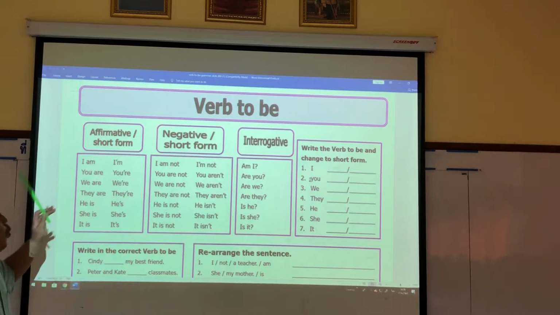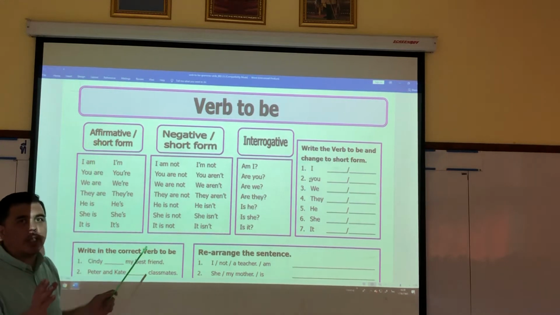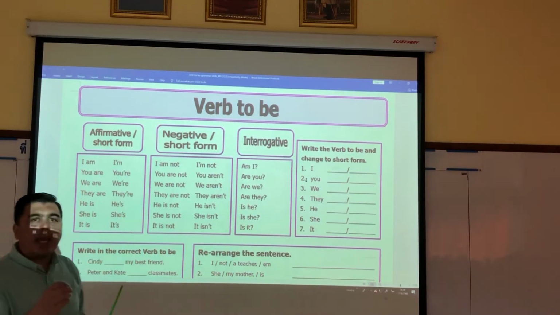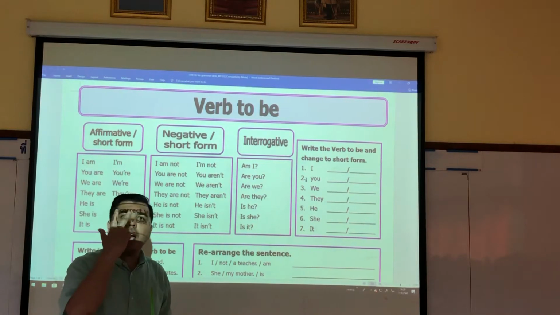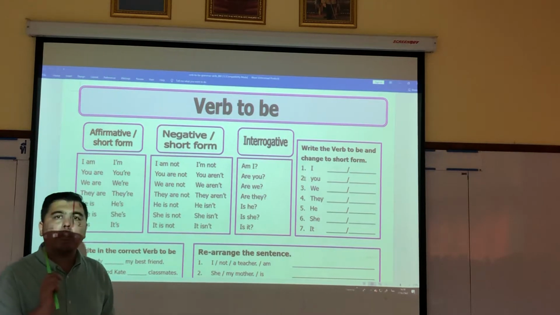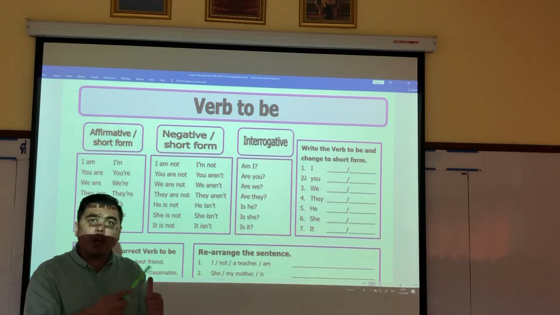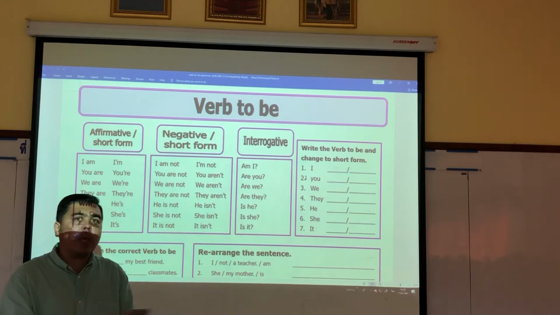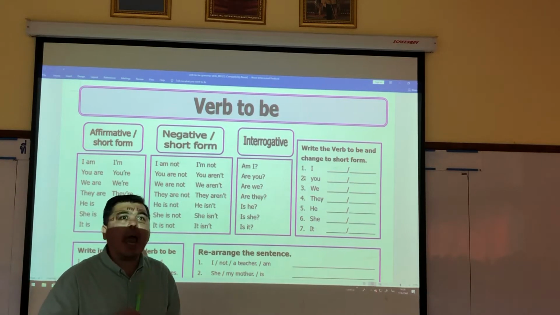So, we said last week that affirmative means positive. When we use the verb to be, the verb to be is am, is, are. When we use it in present simple, it must be followed by a noun or an adjective. It cannot be followed by a verb. So I cannot say, I am a run. I am a teacher.